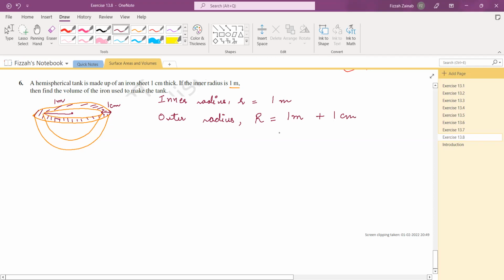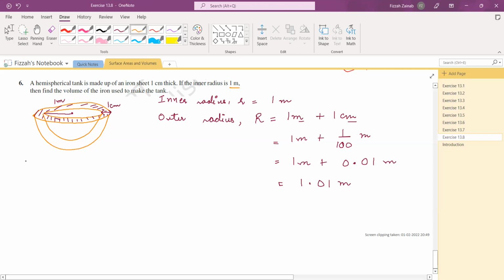Yes, ma'am. Okay. Now one is in meter and one is in centimeter. So we will have to convert this centimeter into meter. So this is 1 meter plus, and this 1 centimeter I can write as 1 upon 100 meters. So this will become 1 meter plus 0.01 meter, right? And this will become 1.01 meter. Any problem? No, ma'am. So this is my outer radius.